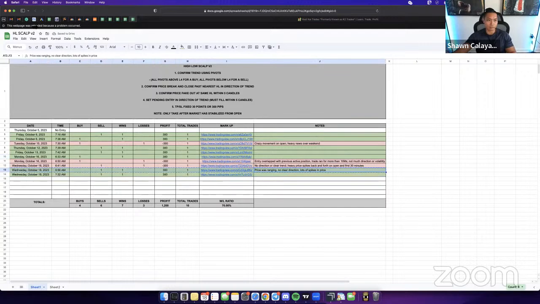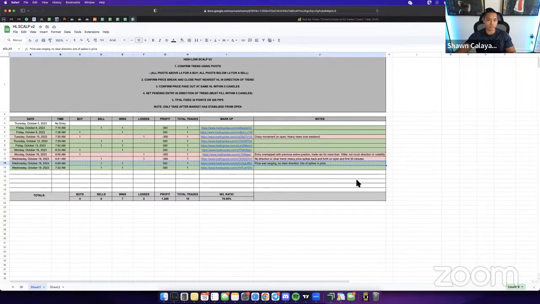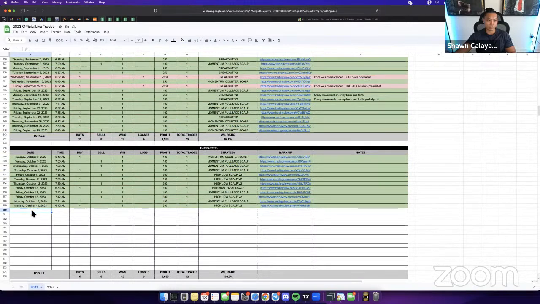This is the one thing I don't like about Google Sheets too much, because there's always glitches in the system. But anyways, I took one trade today, and I only took it for a partial. So let's put that there for partial.